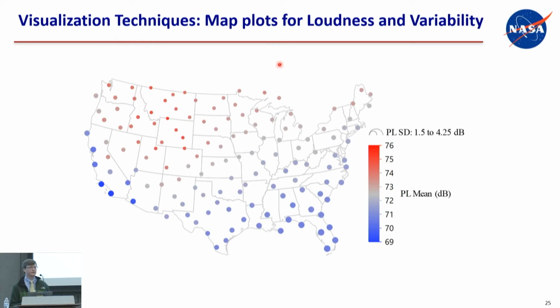Repeating our visualization technique for the map plots, we can show the mean loudness at each of our 134 locations as the dot color, and the standard deviation of the loudness as the dot size, and that allows you to have good visibility of two quantities across the country. You can see that typically the loudest sonic booms are expected from the X-59 over the northwest, where it's more mountainous, and latitude also seems to have an impact. And then we have quiet booms in the southern U.S. that are more variable.